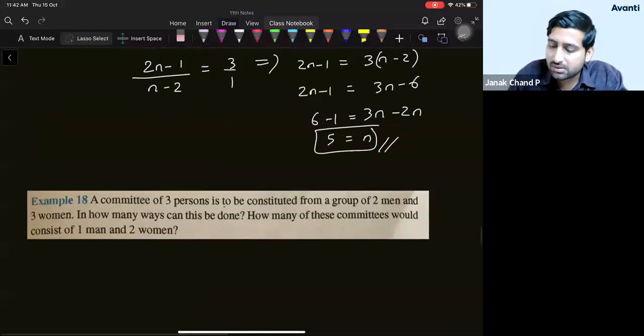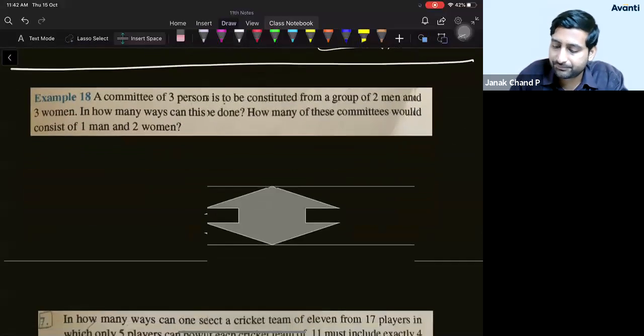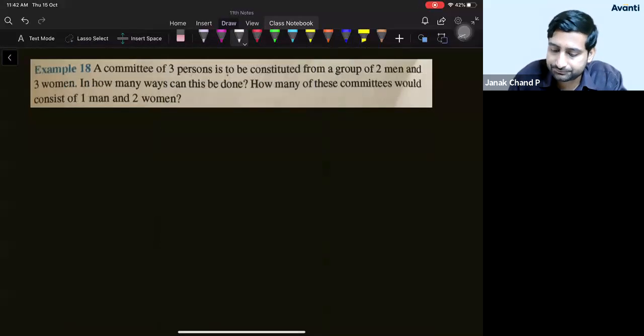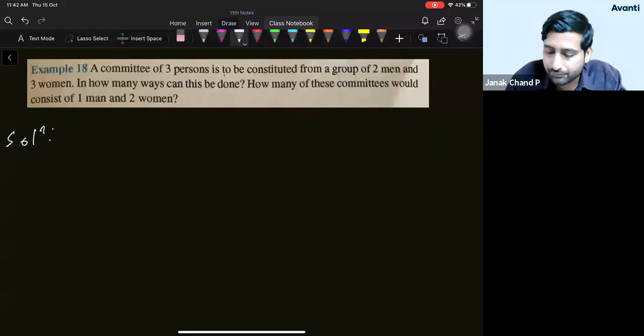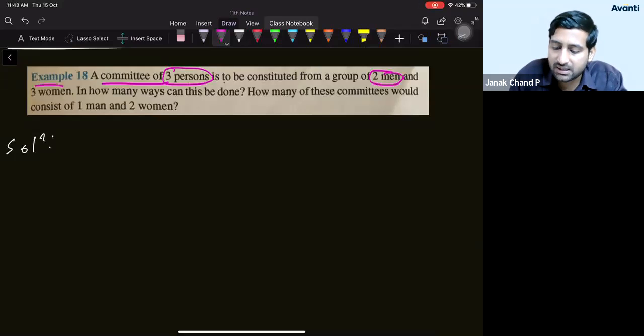Okay, so let us now solve some word problems. We have a very interesting word problem here. The first one. Read the question carefully. A committee of 3 persons is to be constituted from a group of 2 men and 3 women, right? Whatever important points are there, you can just highlight. You want a committee of 3 persons. We have 2 men available and then 3 women. The next part says: in how many ways can this be done?